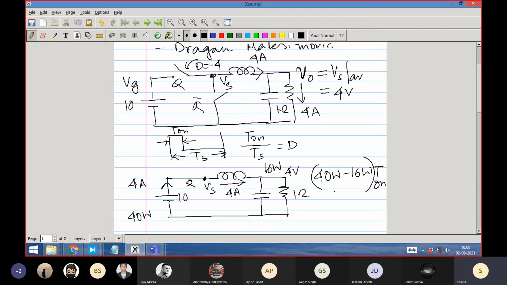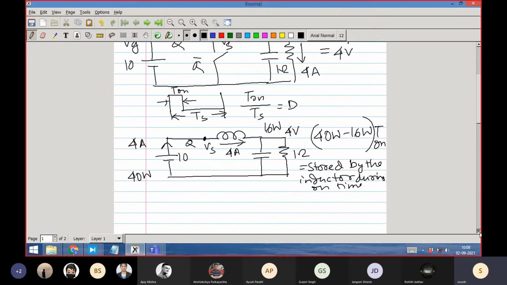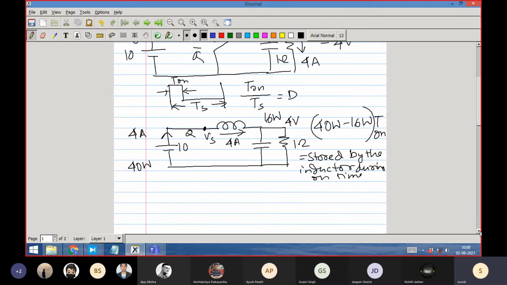That much energy is stored by the inductor during on time. So this is what is being stored into T1. The power is 40 minus 16, that is 24 watt. 24 watt into time, watt into time is energy. That much energy is getting stored.